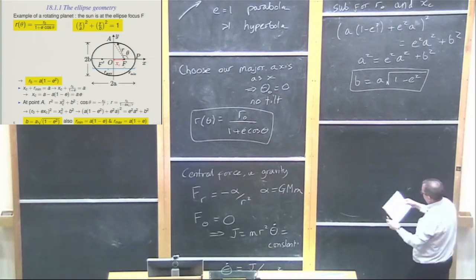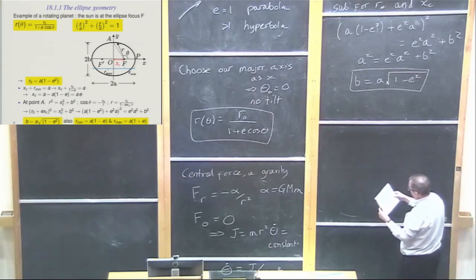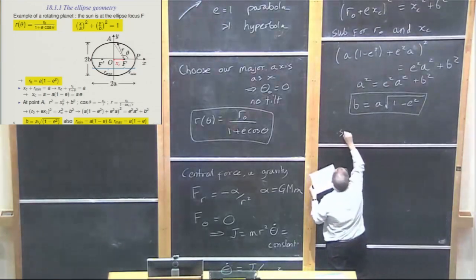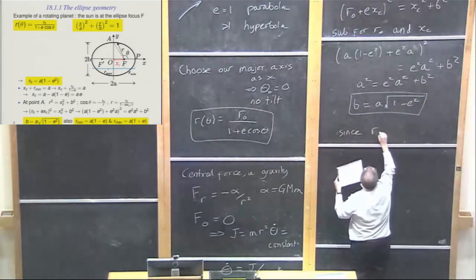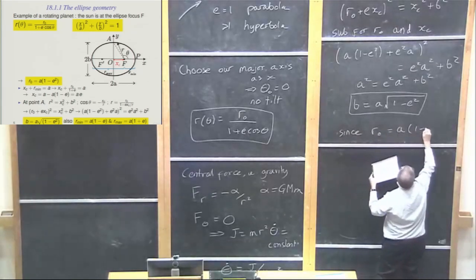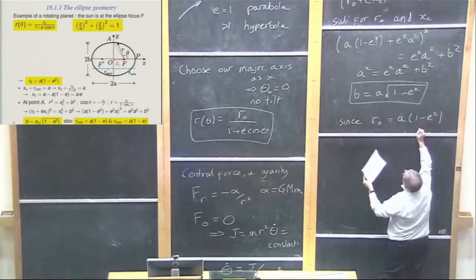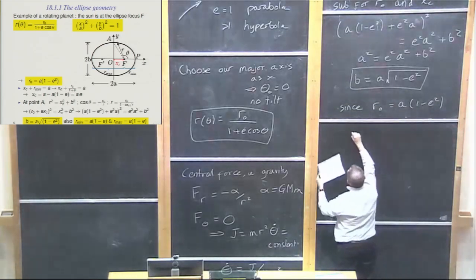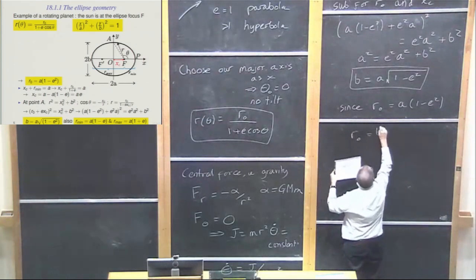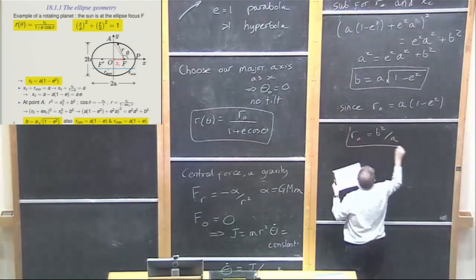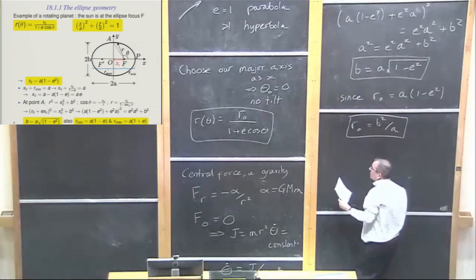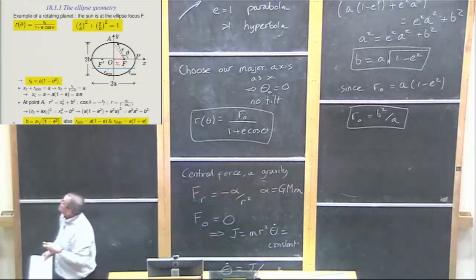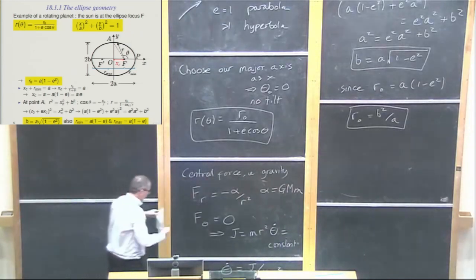And finally, though it's not written here, for good measure, let me note that since r0 is equal to a(1 minus e squared), then I can get a relationship between a, b, and r0, and here it is. So r0 equals b squared over a. So, I mean, this is not exhaustive. There are other relationships you could derive, but I think we'll agree that's quite enough.